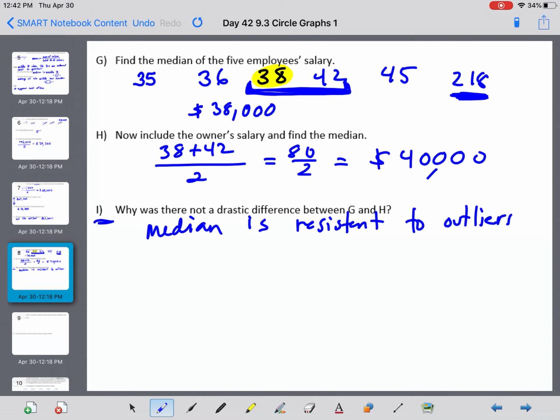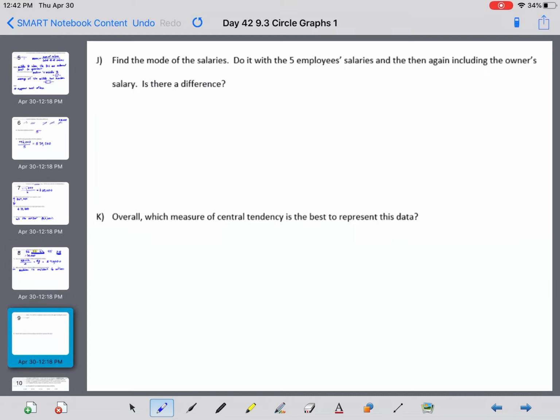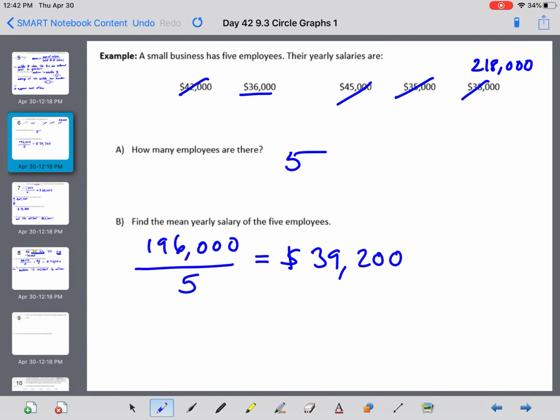The median is often used, especially if you think about home prices, because you can have some really inexpensive homes versus some really expensive homes. So it eliminates any kind of outlier affecting your data. And let's see, let's look at the last 2 here. So for J, find the mode of the salaries and do it with the 5 employee salaries. And then again with the owner salary, is there a difference?